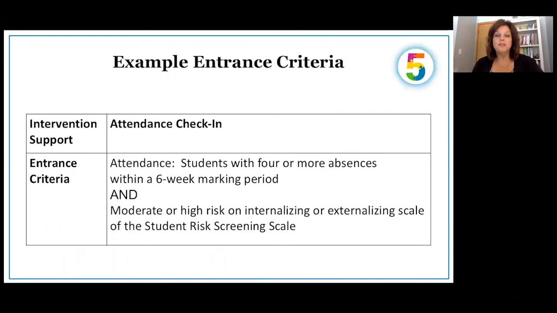So here's a quick example of attendance check-in. You can see the clear entrance criteria that this team set up. And so they determine that students with 4 or more absences within a marking period and a moderate or high risk level on a behavior screener called the Student Risk Screening Scale, if students had both of those, then they might be a good fit for this intervention. So teams, you'll notice as we look at grids today that teams sometimes set up an "and," where they want 2 or more sets of data as entrance criteria, or an "or," they just list 1. It all just depends on your school and your context and your kids.